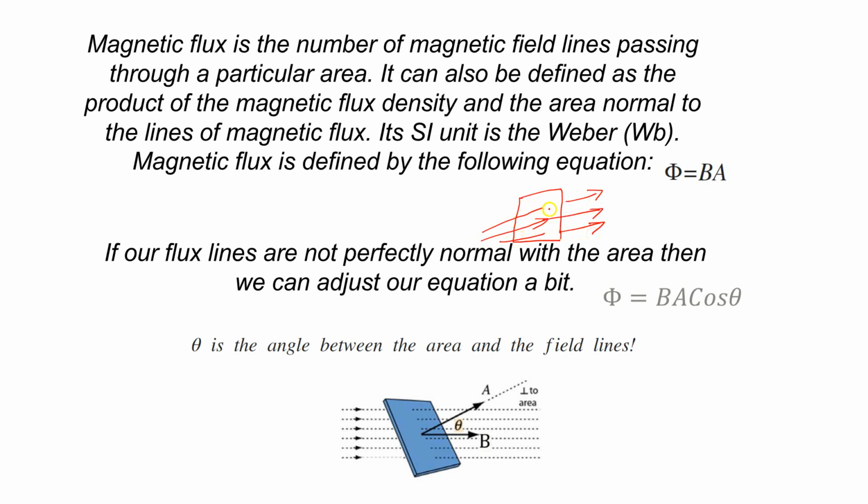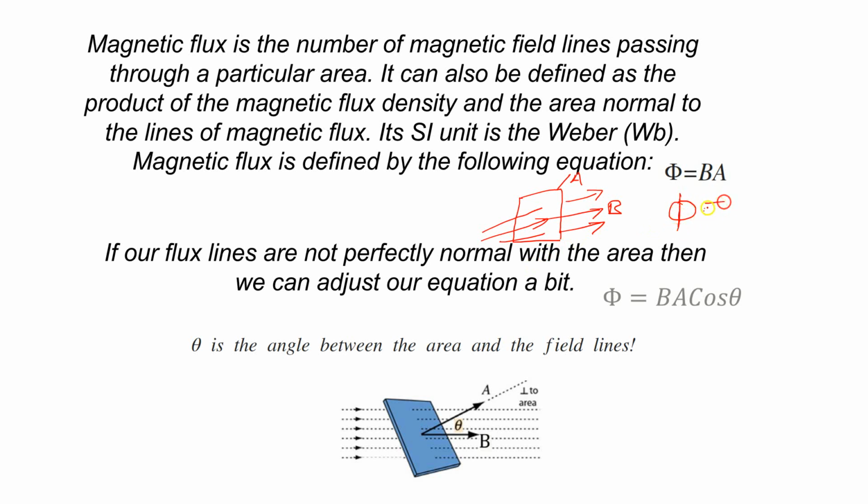Now, if I want to find my magnetic flux, I need to know the area through which the magnetic field lines are passing. Also, I need to know the magnetic field strength of the field lines that are passing through.